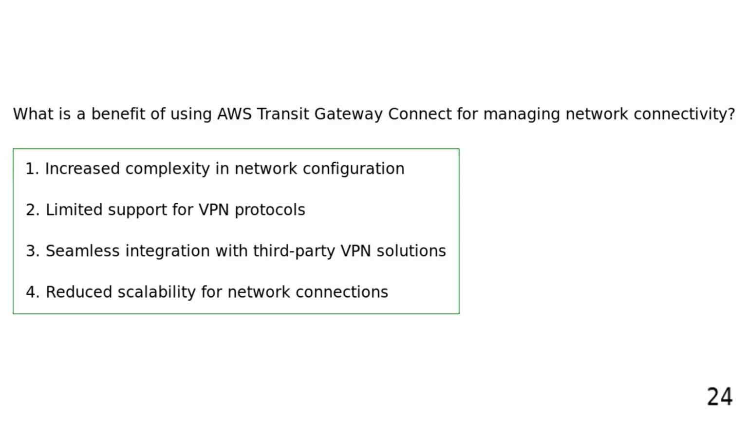What is a benefit of using AWS Transit Gateway Connect for managing network connectivity? Increased complexity in network configuration. Limited support for VPN protocols. Seamless integration with third-party VPN solutions. Reduced scalability for network connections.